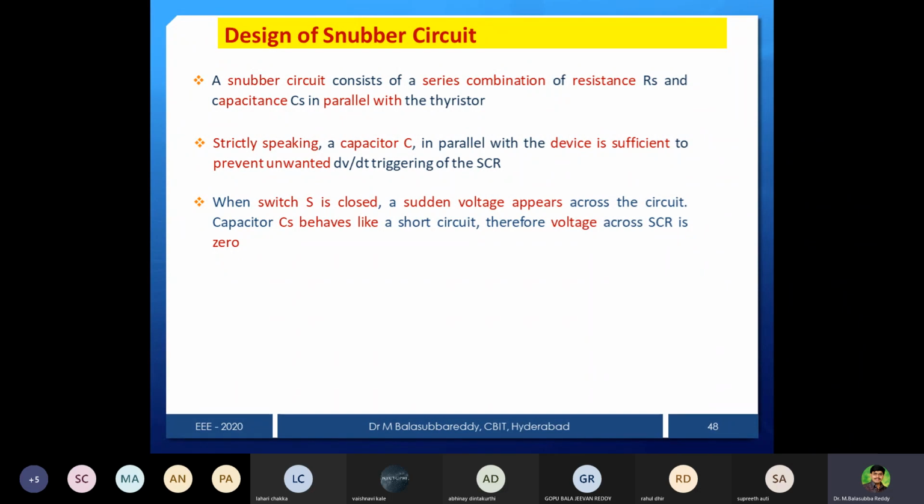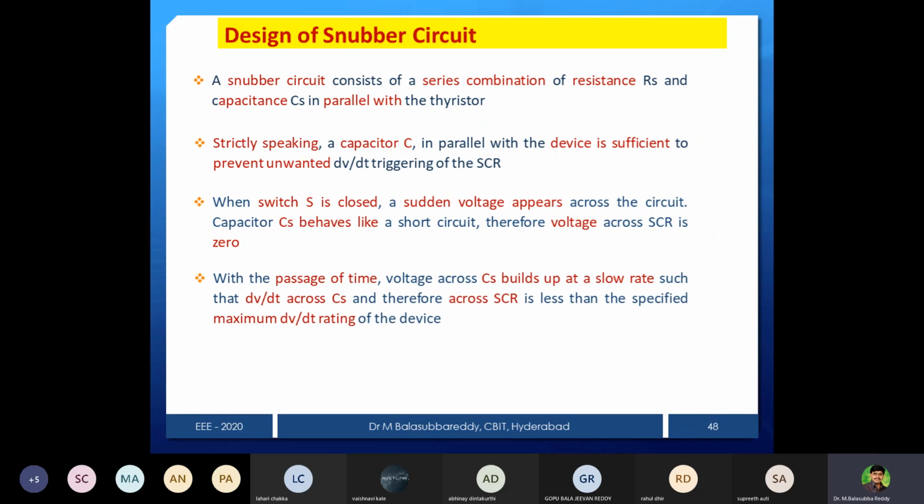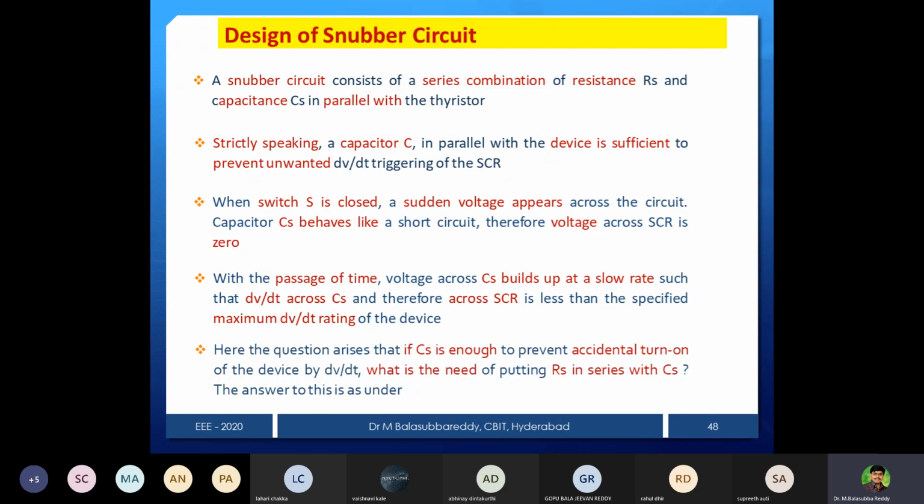Because of the capacitor, that voltage will be minimum or 0 initially, then gradually it will develop. Then the Cs will build up slowly and dV by dt across that voltage is the same as that across the SCR. That is obviously less than the dV by dt of the device. Hence the question now is: what we observed is that one capacitor is sufficient to minimize or prevent dV by dt triggering. Then why a resistor?